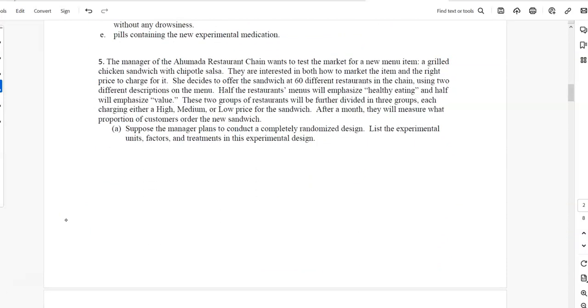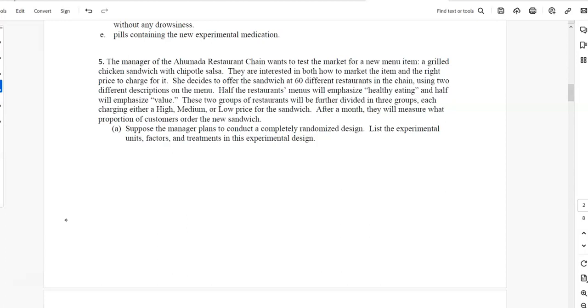Okay, the manager at this restaurant chain wants to test the market for a new menu item, a grilled chicken sandwich with chipotle salsa. Sounds good. They're interested in both how to market this item and the right price to charge. Always a tough thing. She decides to offer the sandwich at 60 different restaurants in the chain using 2 different descriptions of the menu. Half the restaurants' menus will emphasize healthy eating, and half will emphasize value. These 2 groups of restaurants will further be divided into 3 subgroups, each charging a high, medium, or low price for the sandwich. After a month, they will measure what proportion of customers ordered the sandwich. You're trying to market this thing, figure out the right price.